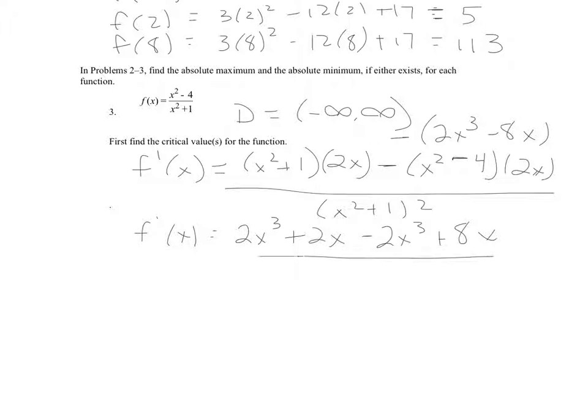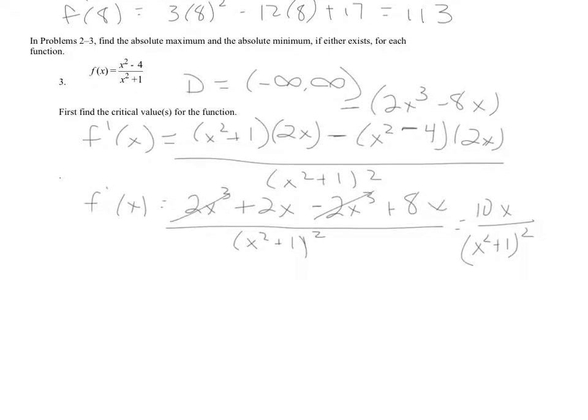And what's going to happen to those 2x cubes? They cancel. And I have 10x over x squared plus 1 in parentheses squared, right? Okay, so I'm looking for any possible values of x where this first derivative could be 0. And where's the only place that could potentially occur?